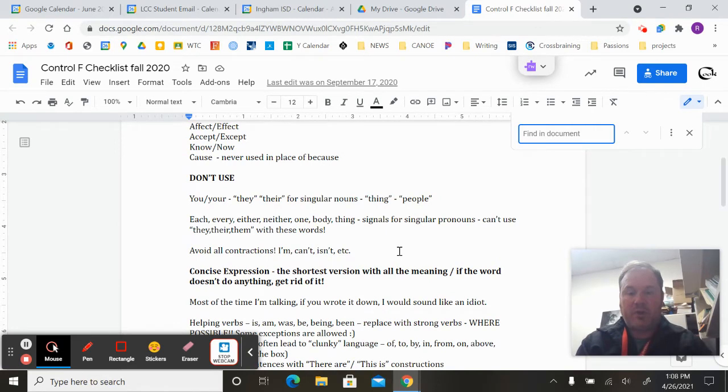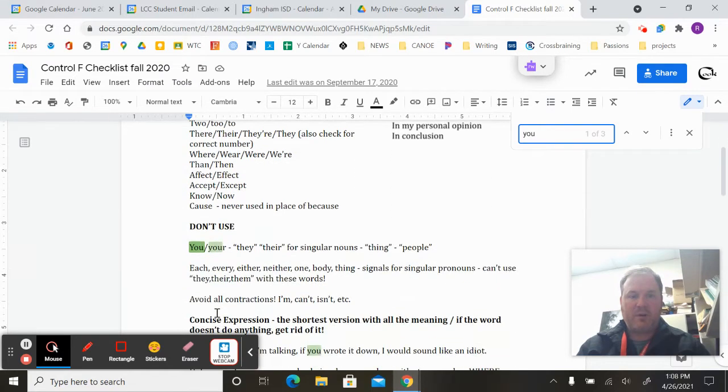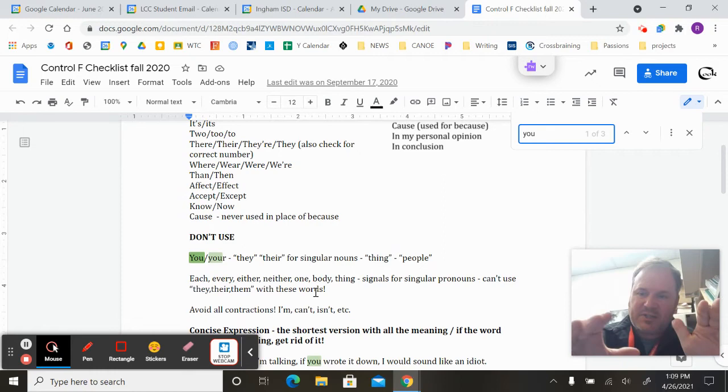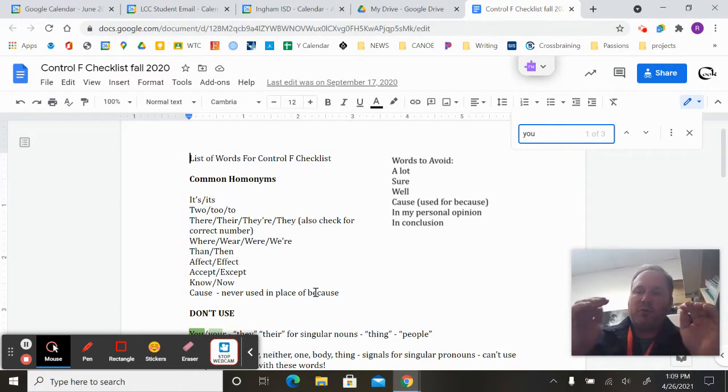Or let's say I type in you. Oh, okay, there's three places it appears. Here's number one, here's number two, and here's number three. And what it does is it draws your attention to something so you can think about revising it. Everything in here, if you Control F and find it, I want you to think about fixing it.